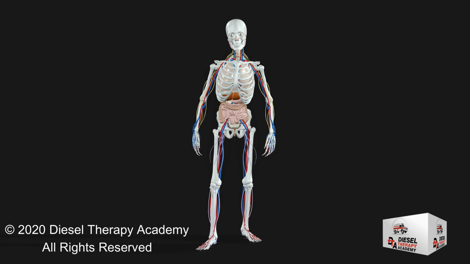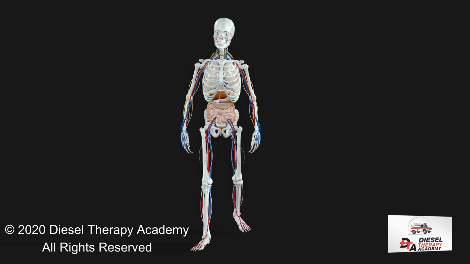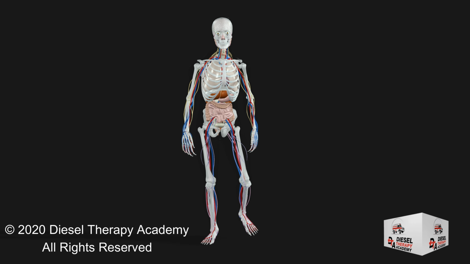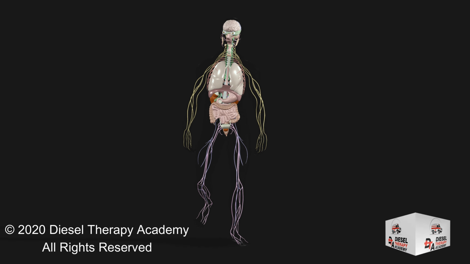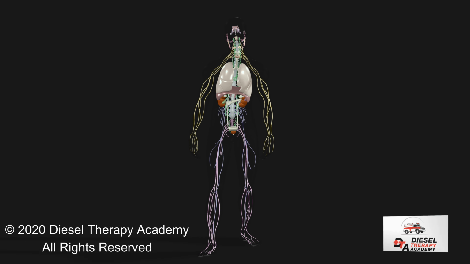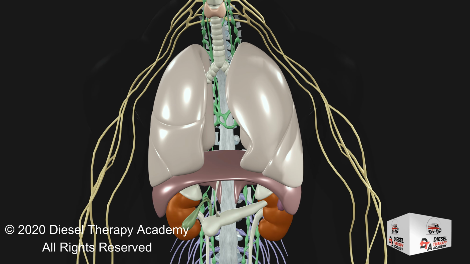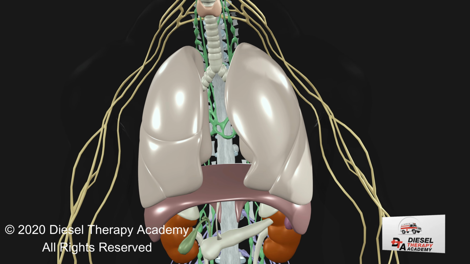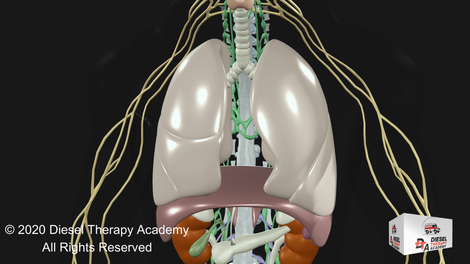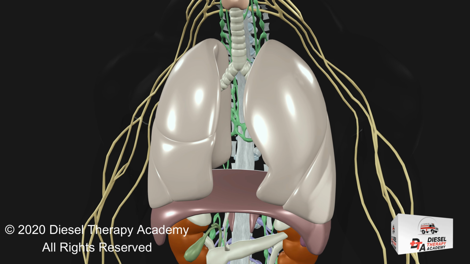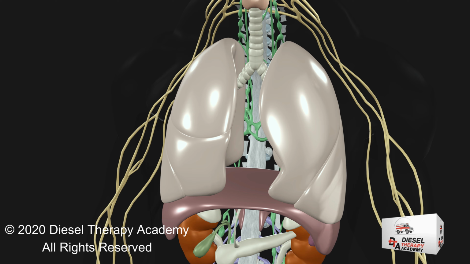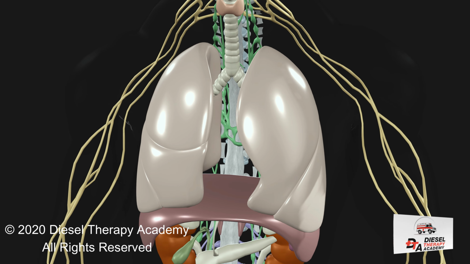As the branching continues through the bronchial tree, the amount of hyaline cartilage in the walls decreases until it is absent in the smallest bronchioles. As the cartilage decreases, the amount of smooth muscle increases. The mucous membrane also undergoes a transition from ciliated pseudostratified columnar epithelium to simple cuboidal epithelium to simple squamous epithelium.